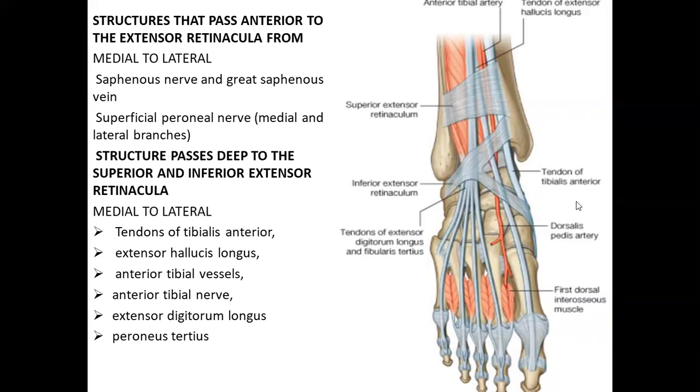The structures that lie deep to the superior and the inferior extensor retinaculum, from medial to lateral side: we have the tendon of the tibialis anterior muscle, this one. Then we have this tendon, that is the extensor hallucis longus. Then we have the anterior tibial artery and the anterior tibial nerve, or the deep peroneal nerve. We have the extensor digitorum longus, and we have this muscle, that is the peroneus tertius muscle.